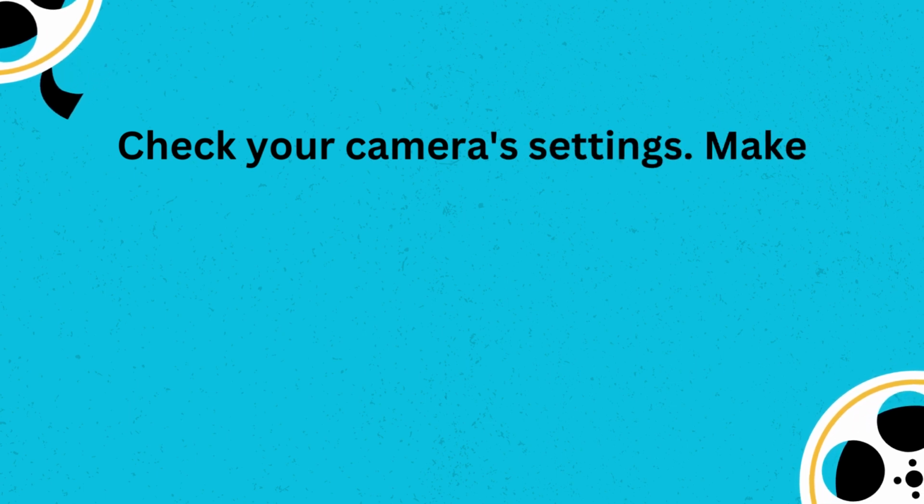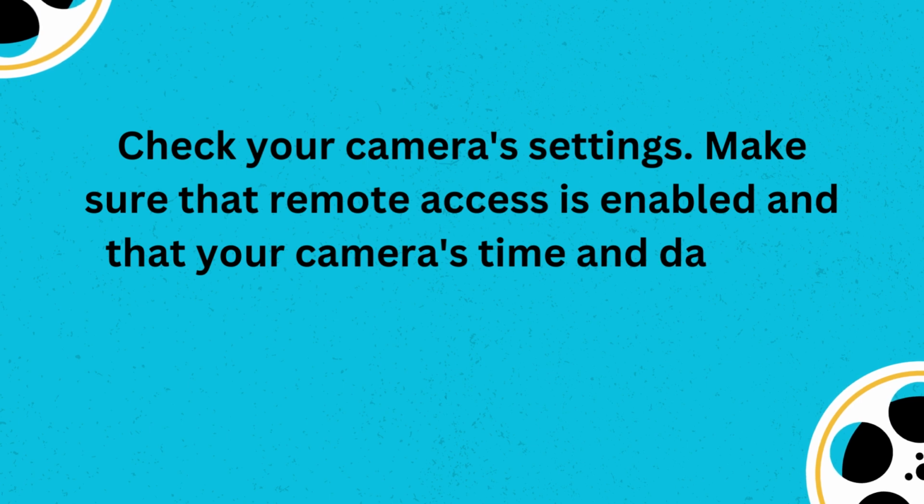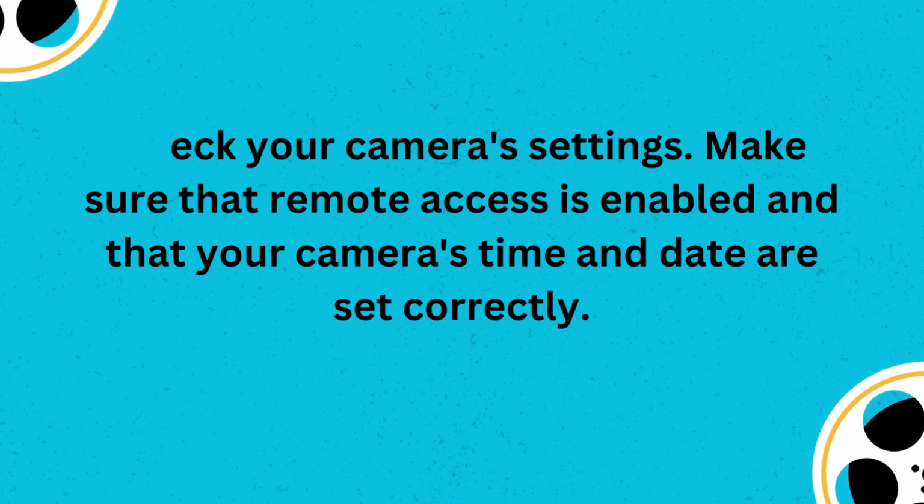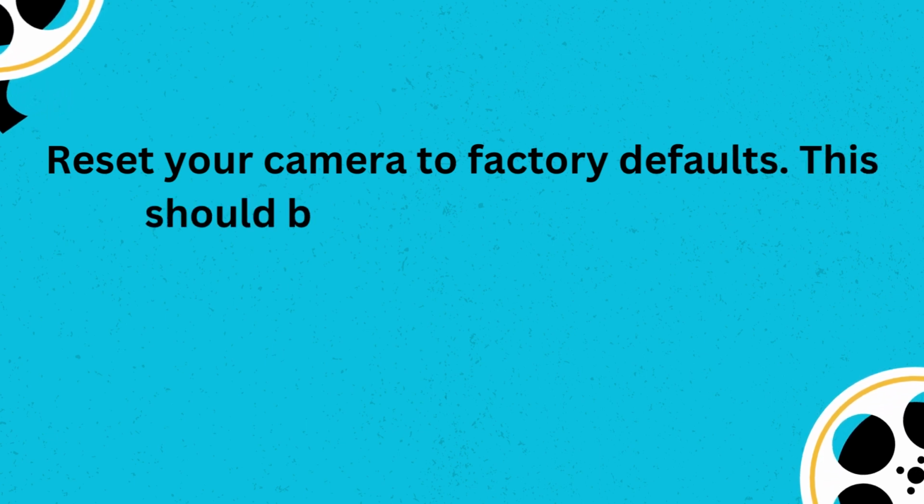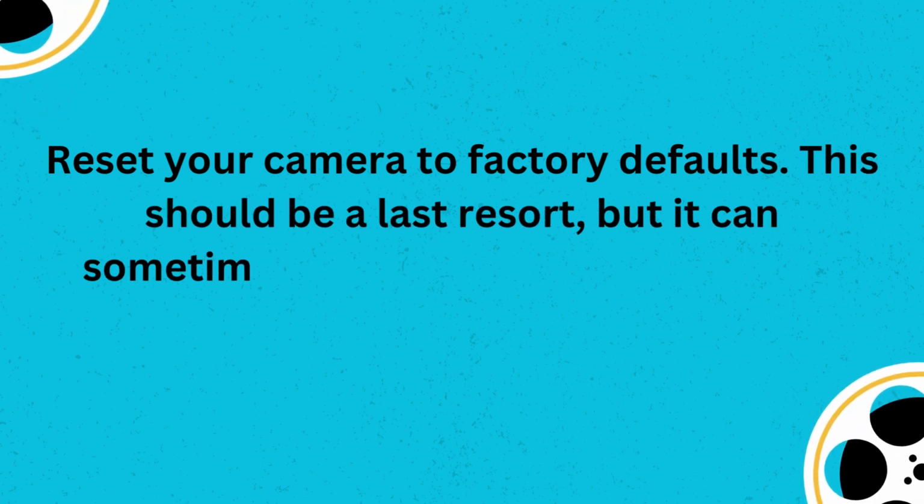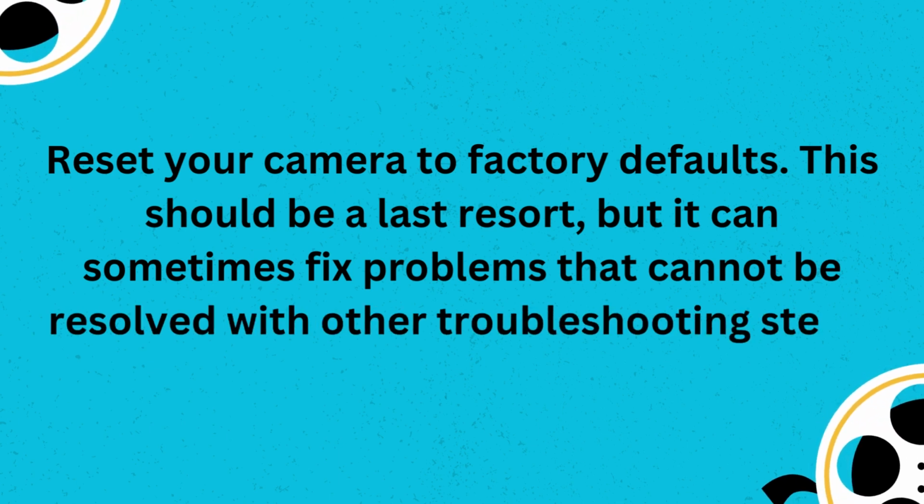Check your camera's settings. Make sure that remote access is enabled and that your camera's time and date are set correctly. Reset your camera to factory defaults. This should be a last resort, but it can sometimes fix problems that cannot be resolved with other troubleshooting steps.